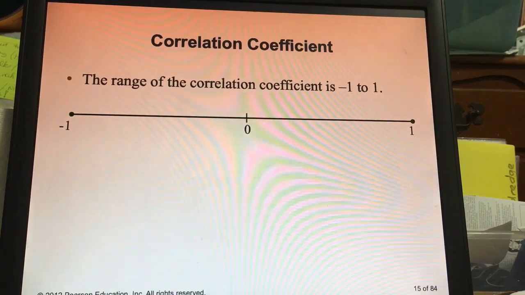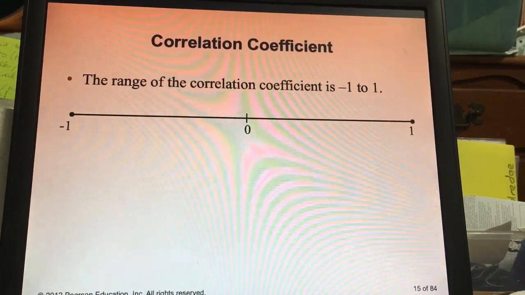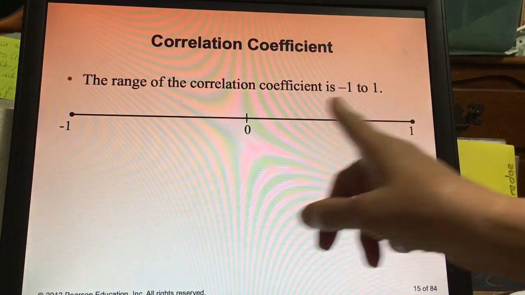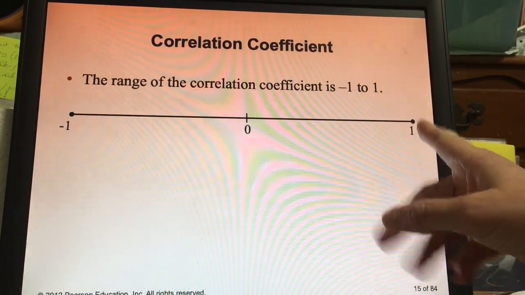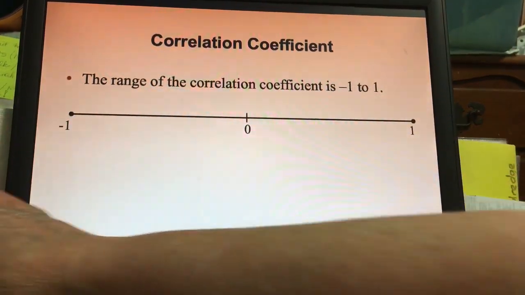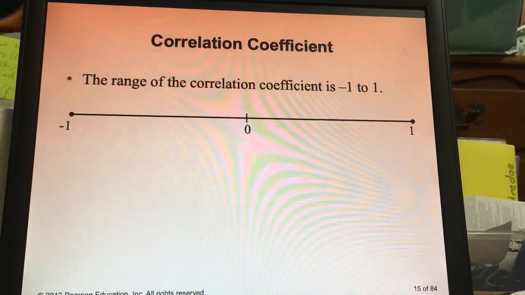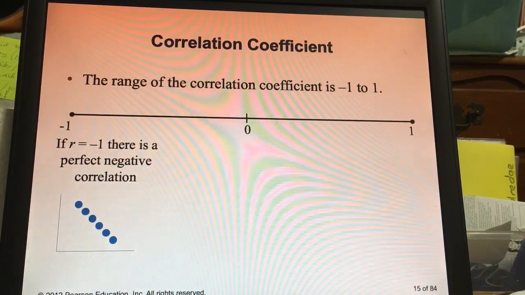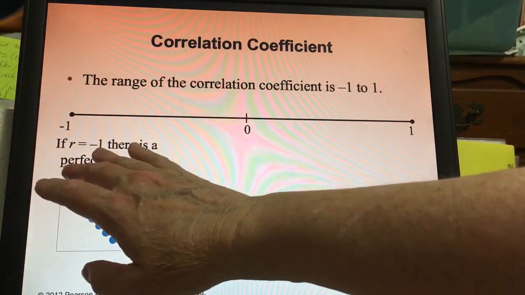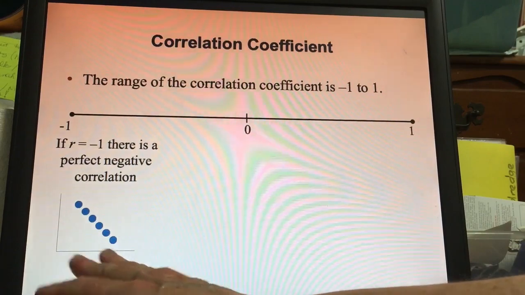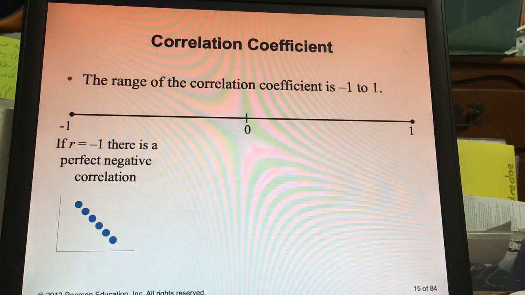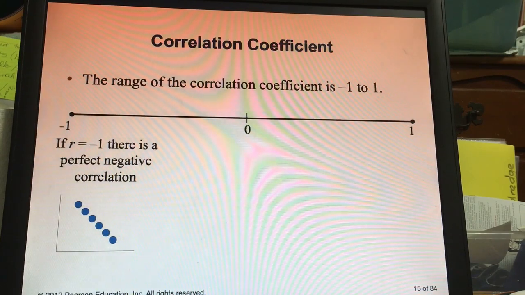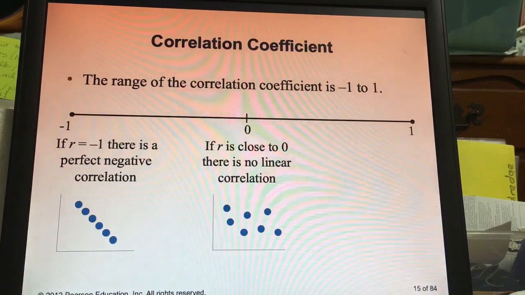Okay, so this is what correlation coefficients do. They go from -1 to 0 to 1. There are no correlation coefficients less than -1 or greater than 1. It has a range of -1 to 1. This is an R of -1. It is a perfect slope, a perfect negative correlation. The line is linear. There are no points off the line.